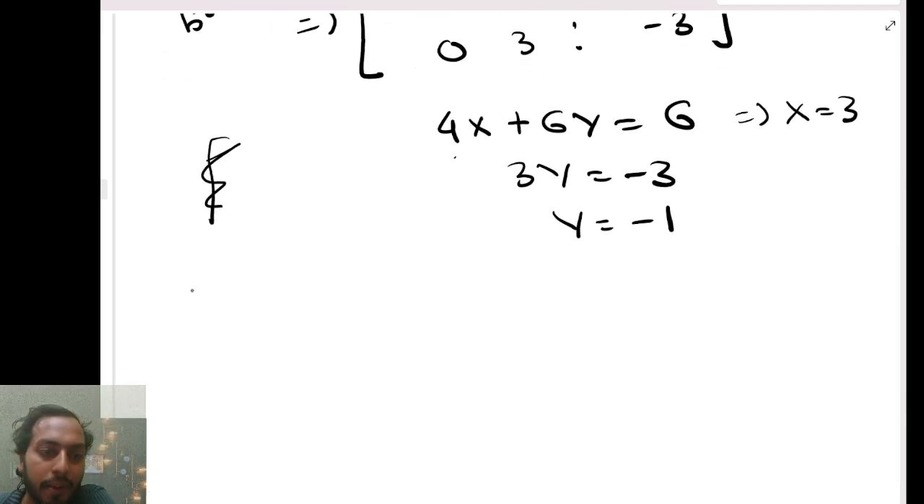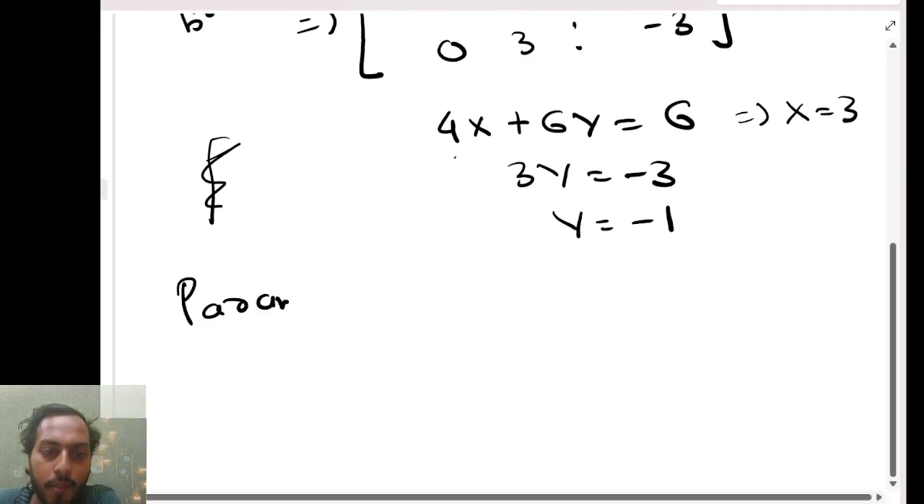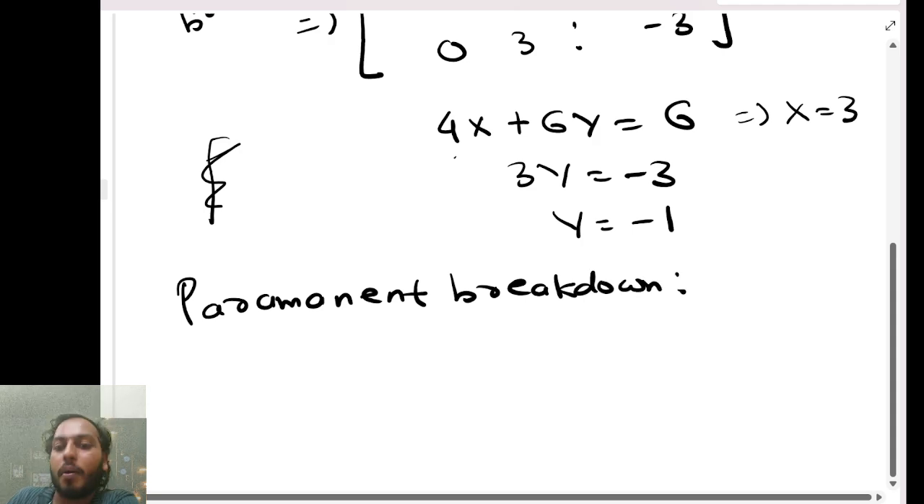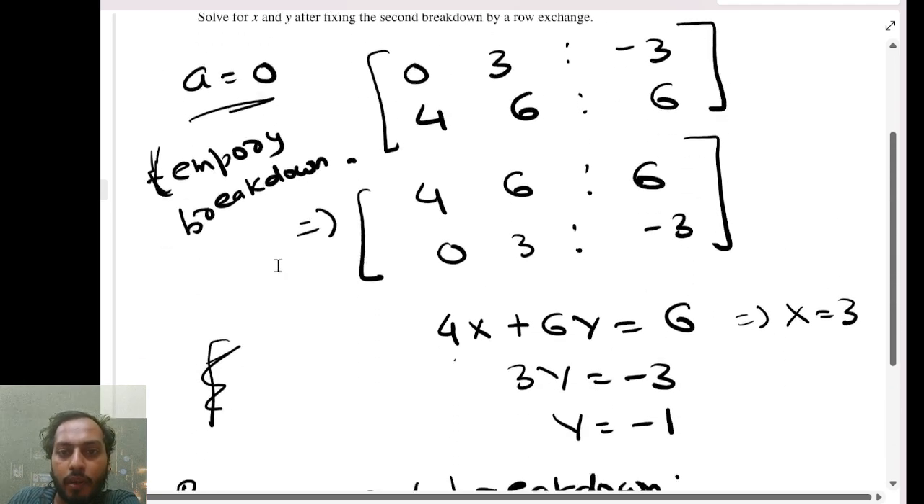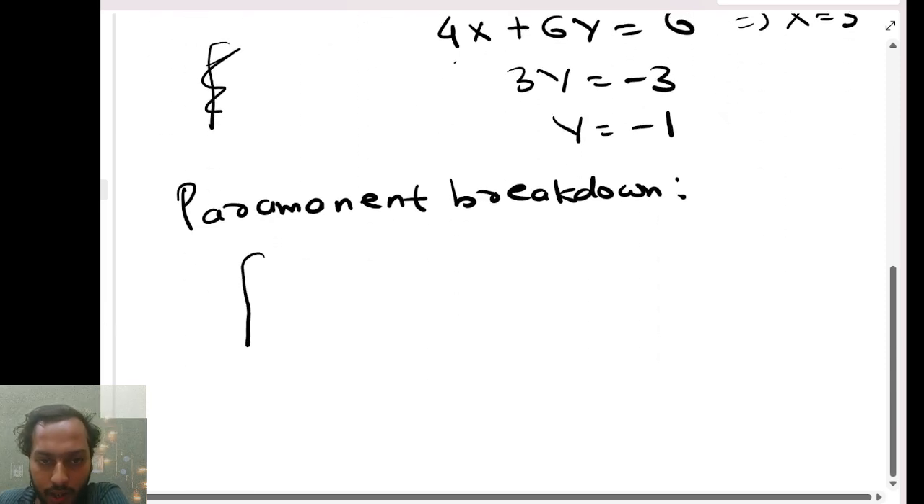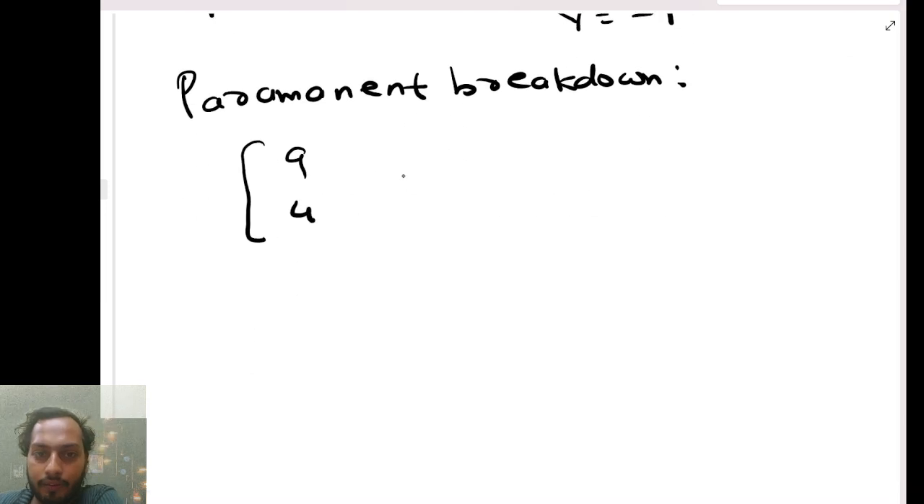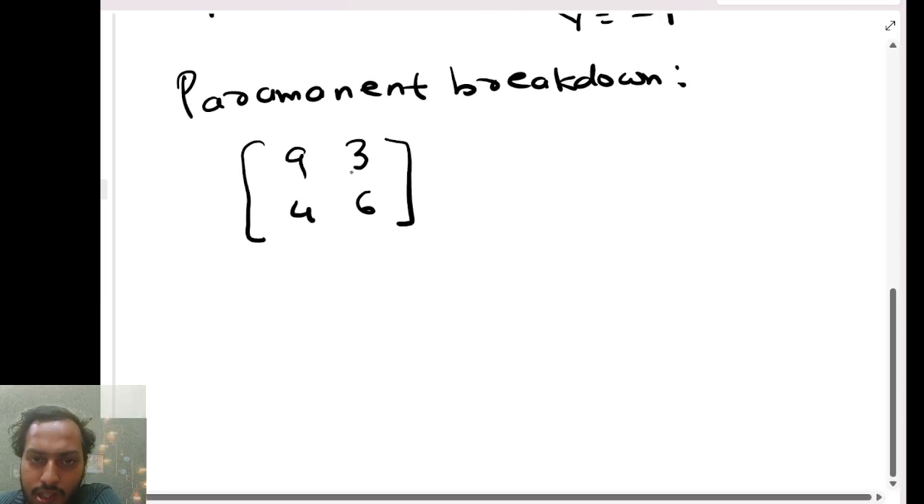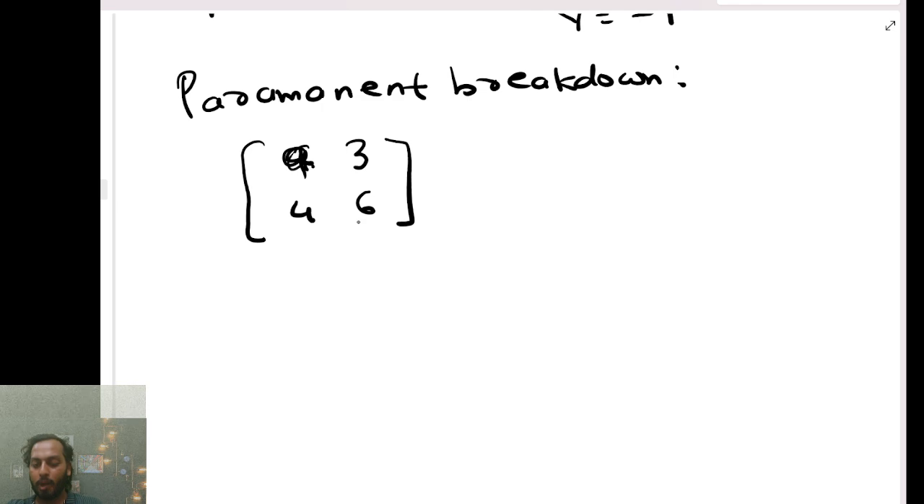Now can I come to the permanent breakdown? Yes. When would it be a permanent breakdown? So let me write down. My system was A, 4, and I want to select this value so that it becomes a permanent breakdown, and then 3, 6. If my first pivot were 0, it would be a temporary breakdown. But if my second pivot becomes 0, then it would be a permanent breakdown, because then I cannot shuffle back.